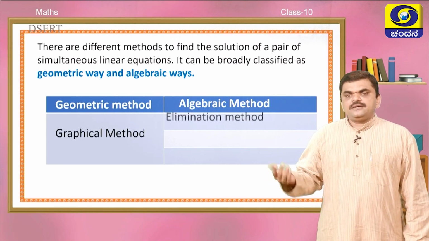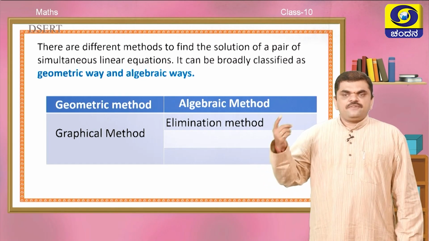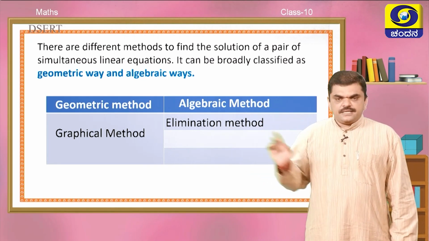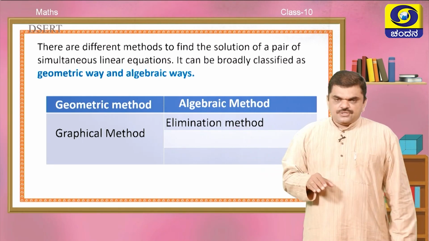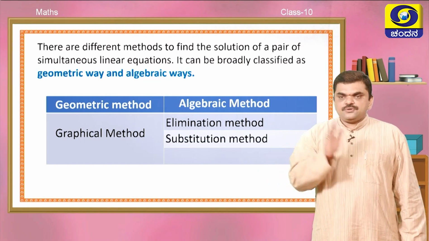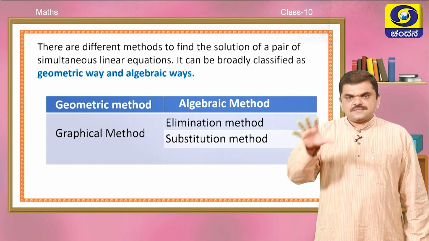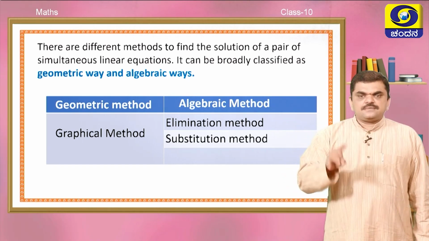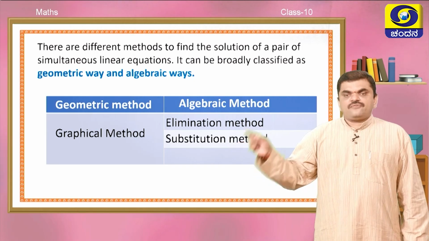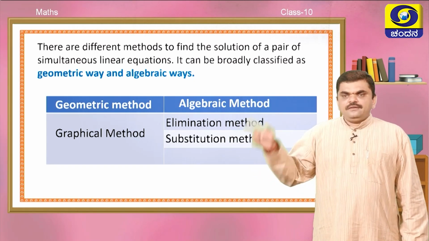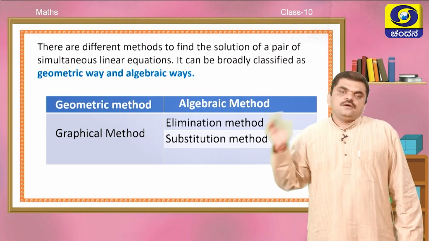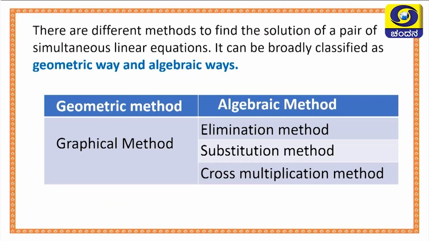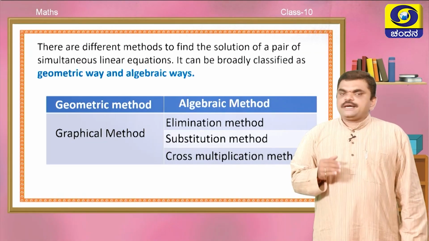For the algebraic method, we already discussed the elimination method, where we first eliminate any one of the variables, that is x or y, so that we substitute there and we find out the solutions for those equations. Another one is the substitution method. We first write x in the form of y or y in the form of x and substitute it in any one of the equations, find out the value of x or y, then we move on to find out the value of the other unknown, that is x or y. Children, another method is the cross multiplication method. Today we shall discuss the graphical method.